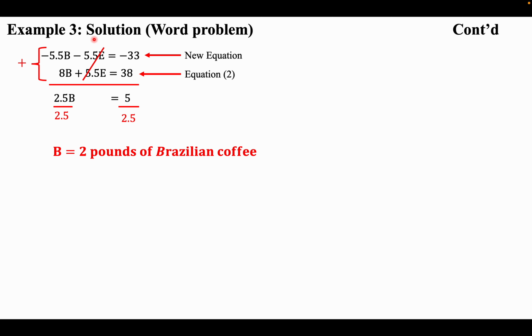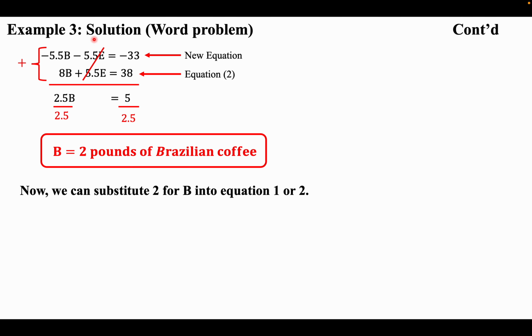Well, if it ends up with 6 pounds of coffee, that means the 4 pounds would be from the Ethiopian coffee. But let's go ahead and go through the process here. So now we can substitute 2 for B into either equation 1 or 2, doesn't matter. Let's choose equation 1. If I substitute 2 for B, I get 2 plus E equals 6, and subtract 2, you get E equals positive 4.